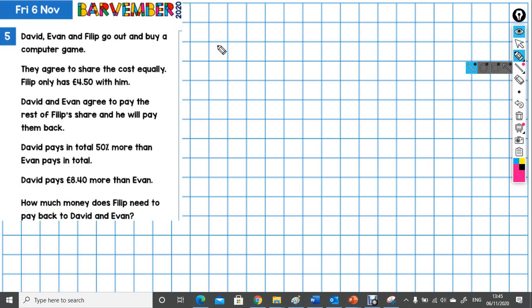Okay, David, Evan and Philip go out and buy a computer game. They agree to share the cost equally. Philip has only £4.50 with him. David and Evan agree to pay the rest of Philip's share and he will pay them back.